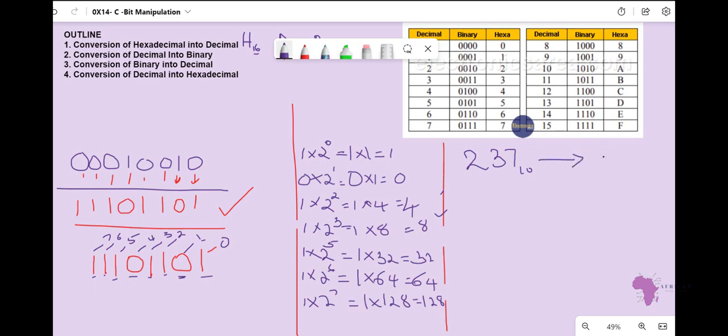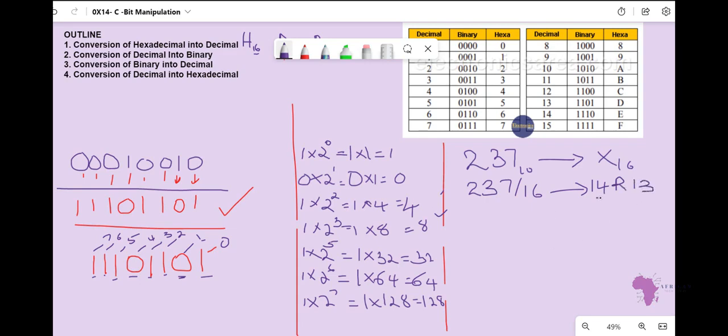We are converting it into an x which we don't know, which is base 16. How can we do that? We divide. I'm sorry, let me wrap this one. Right, let's continue. So 237 divided by 16. What will it give us? It will go 14 times, and then there will be a remainder of 13.